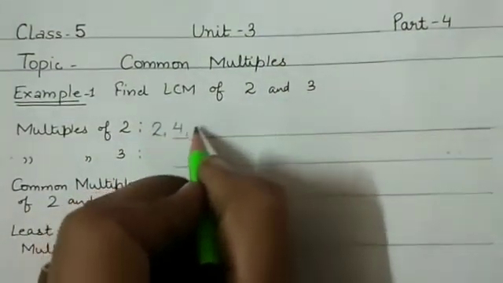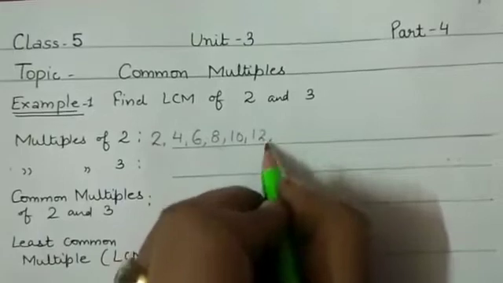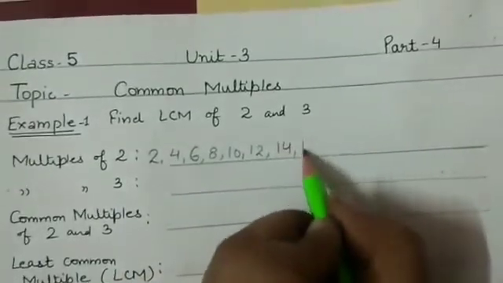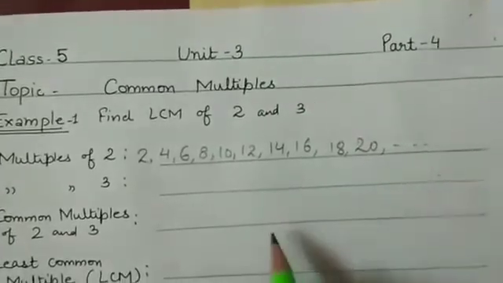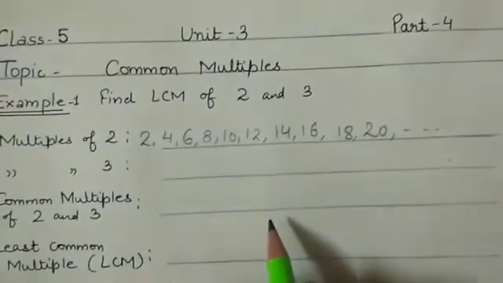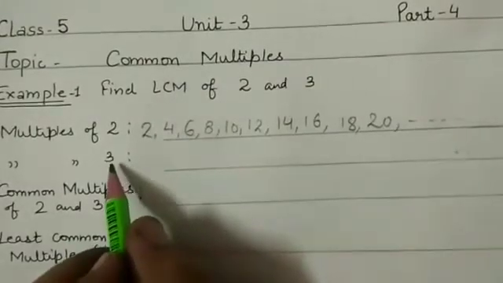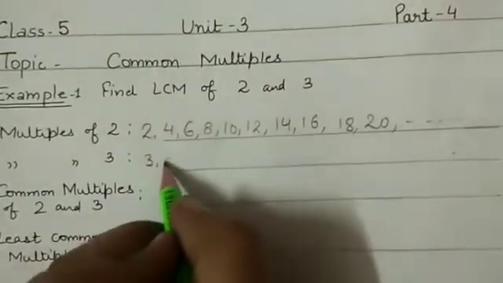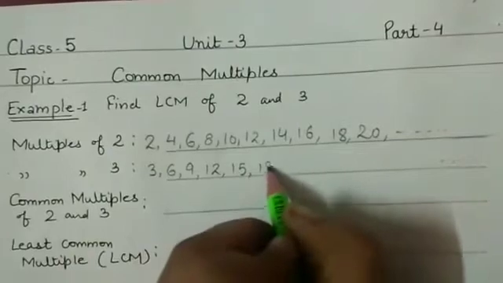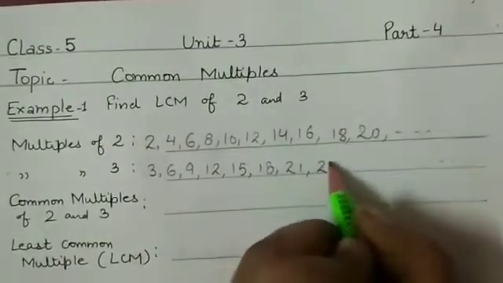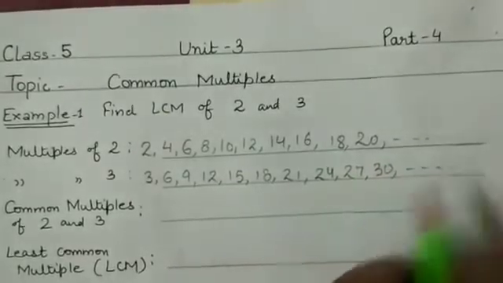2, 4, 6, 8, 10, 12, 14, 16, 18, 20 and so on. I have written up to the 10th multiple of the given number. We can write more also. Now multiples of 3: 3, 6, 9, 12, 15, 18, 21, 24, 27, 30 and so on.